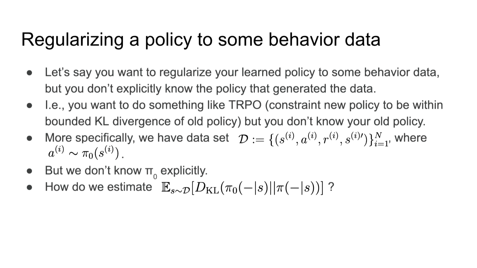Okay, so we want to estimate, for example in the TRPO case, this KL between our current policy and the old policy, pi 0, but we don't know what pi 0 is. We only have access to samples from it. So how do we do this? Well, with an application of convex duality.